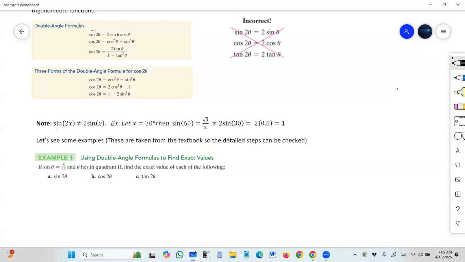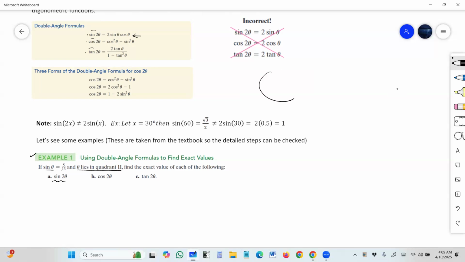And we need to know if the angle in that particular quadrant has a sine, cosine, or tangent that is positive or negative. It's not that hard, and I'll give you two ways to do it. Let's take a look at example one, sine of 2 theta. The formula that we have to use is obviously that one. We are told that sine of theta is 5 over 13 and that the angle is in the second quadrant.